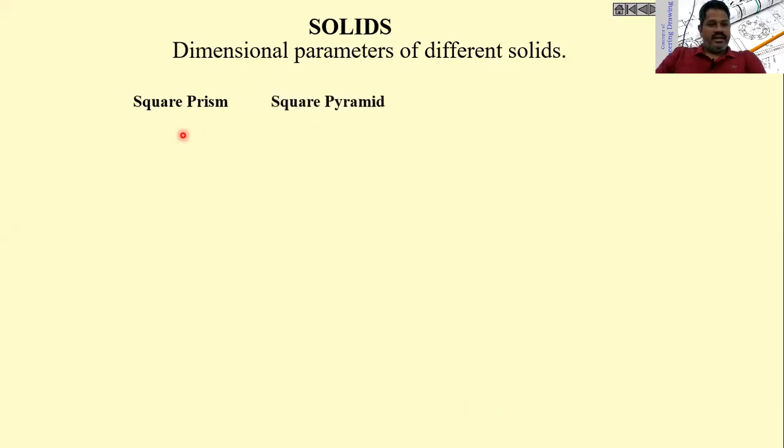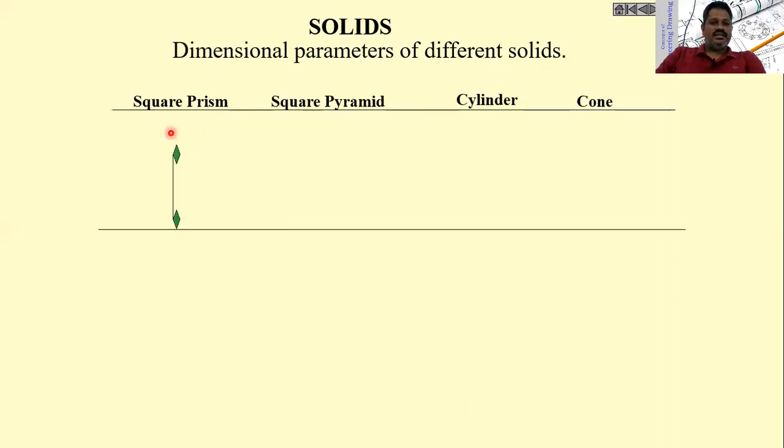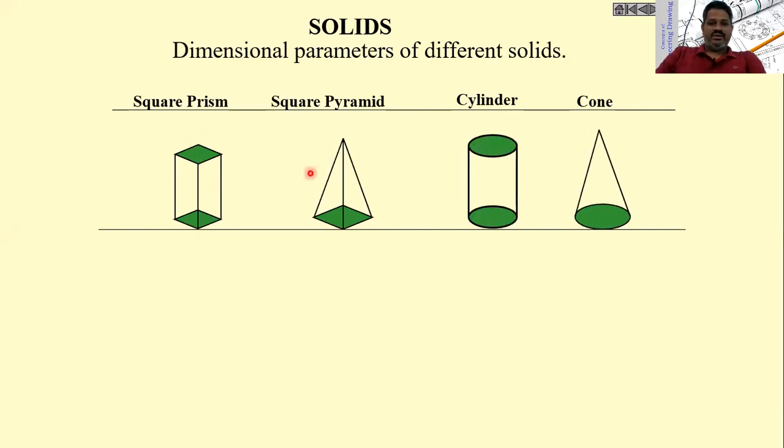I'm taking the square prism, square pyramid, cylinder and cone. Consider all these shapes. The top face is called the top face, and the bottom face is called the bottom. The top face has one rectangular face. Then we have the longer edge. Then we have the corner of the base, and it has four corners. Then this is called the edge of the base.